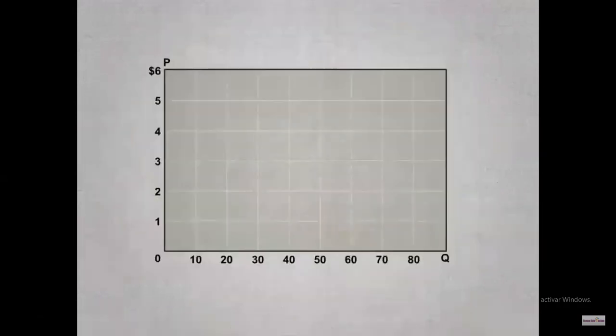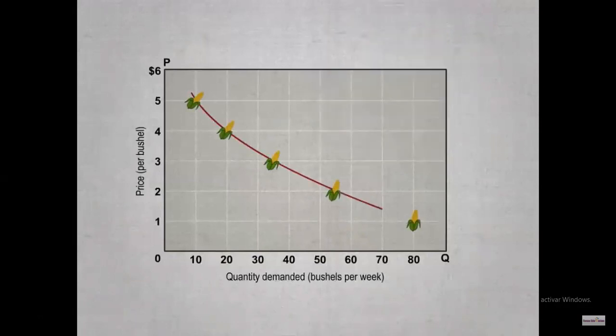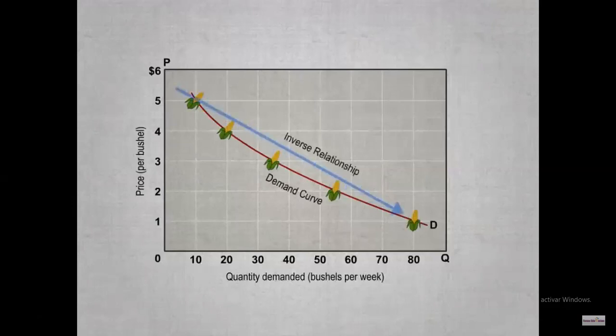Let's represent the relationship between the price of corn and an individual's demand for this corn on a simple graph. Let's measure quantity demanded on the horizontal axis and price on the vertical axis. Let's plot and connect the 5 price-quantity data points listed in the table with a smooth curve, labeled D. This curve is what we call a demand curve. Its downward slope reflects an inverse relationship that economists call the law of demand. So, what we understand is that, other things equal, consumers will buy more of a product as its price declines and less of it as its price rises.